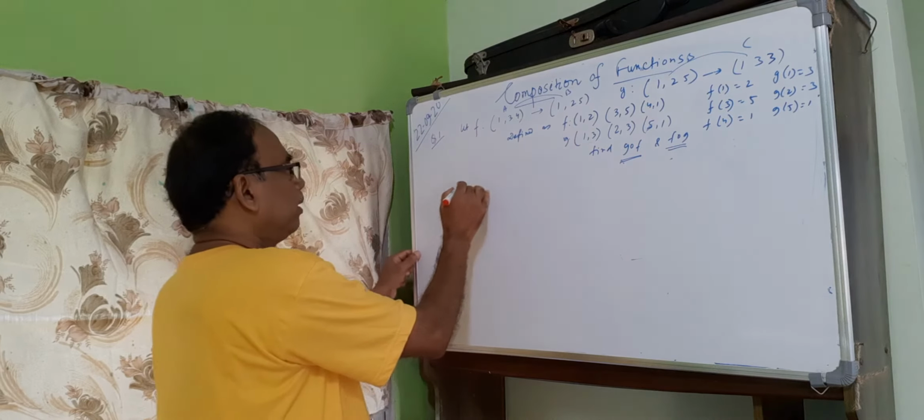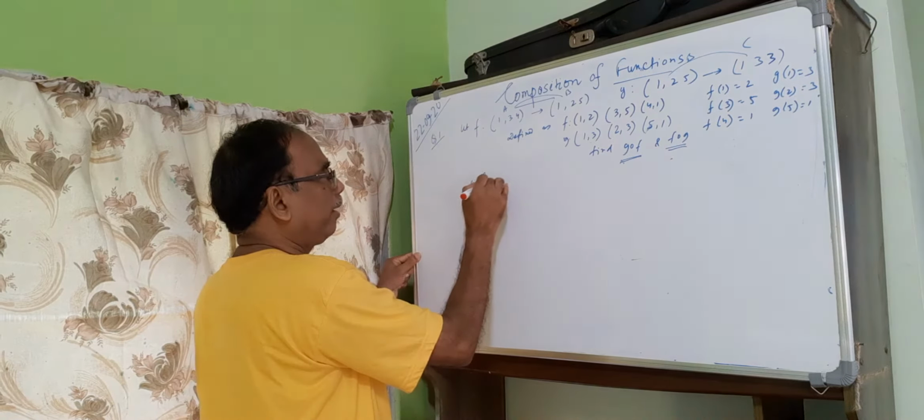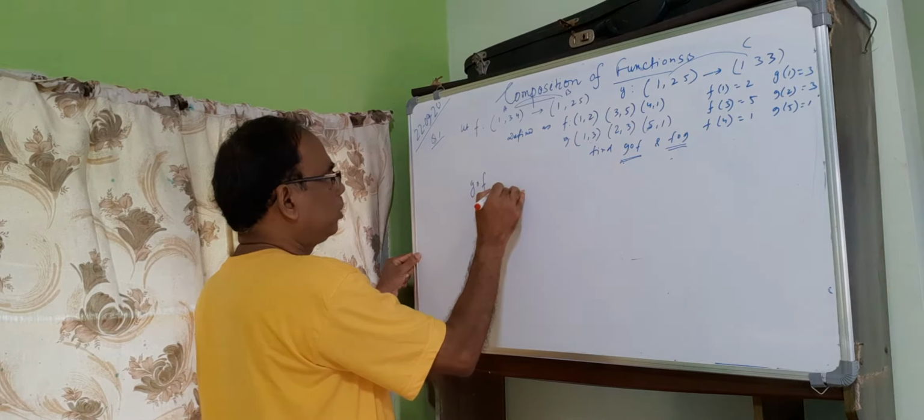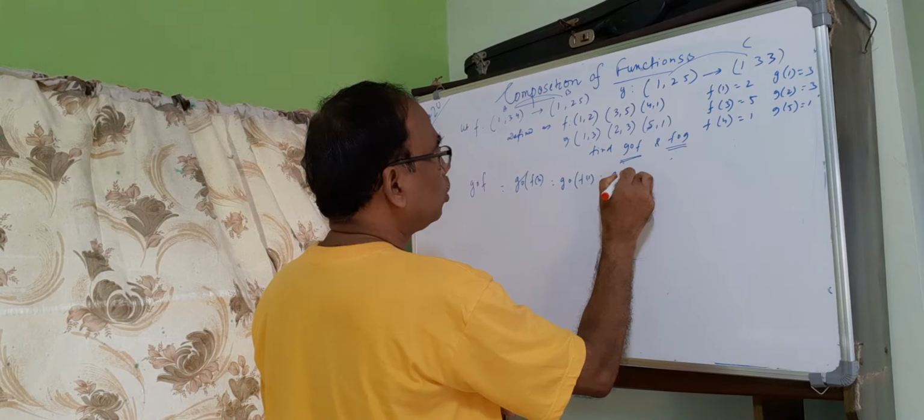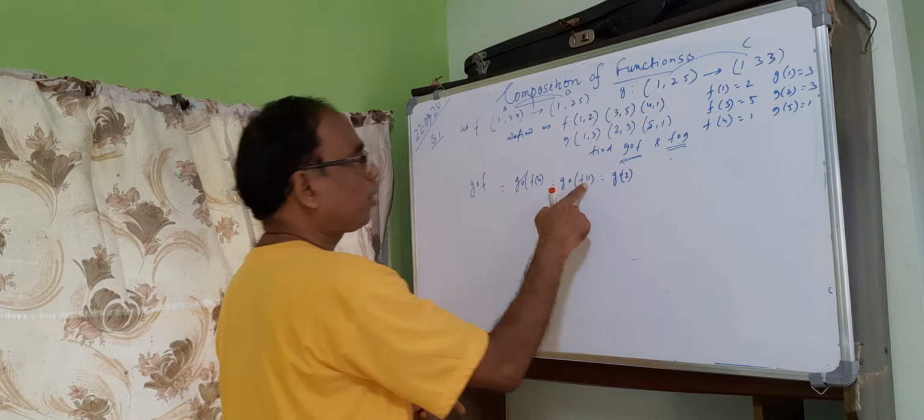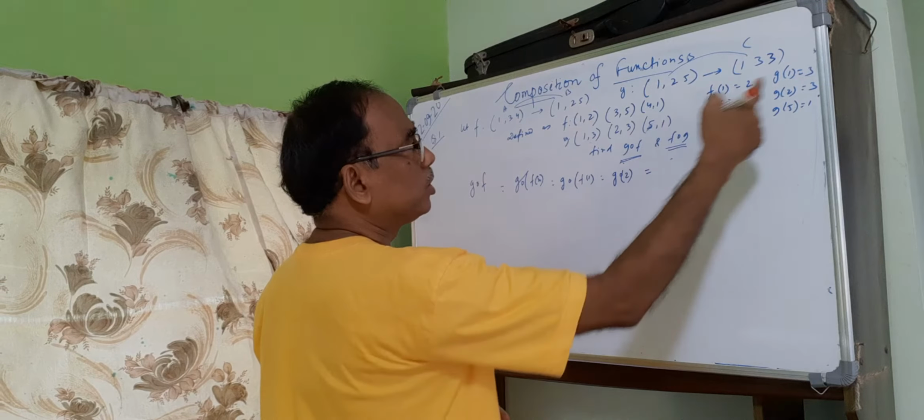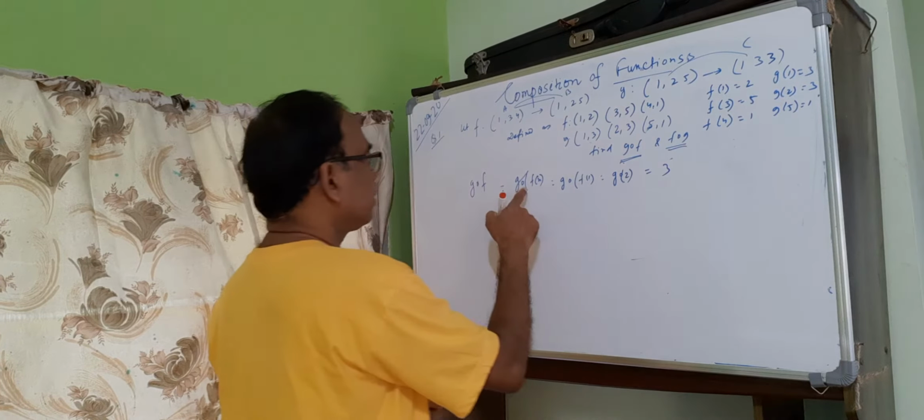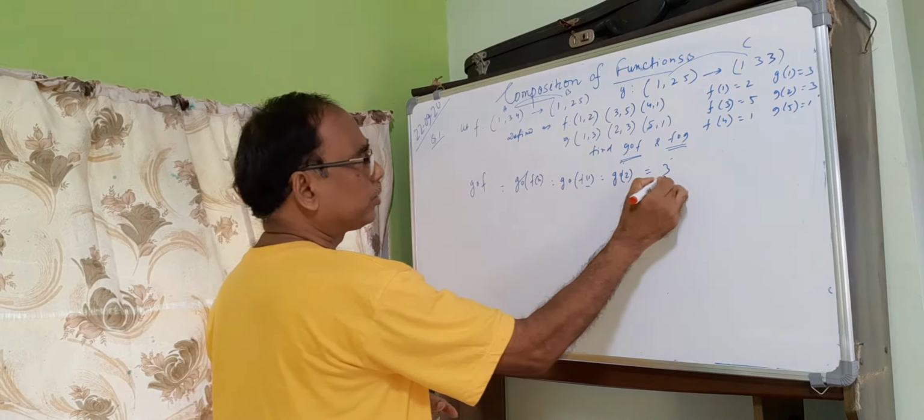We have to find G of F. G of F equals G of F(x). First G of F(1): F(1) is 2, so that is G(2). What is G(2)? It is 3. That is (1,3).